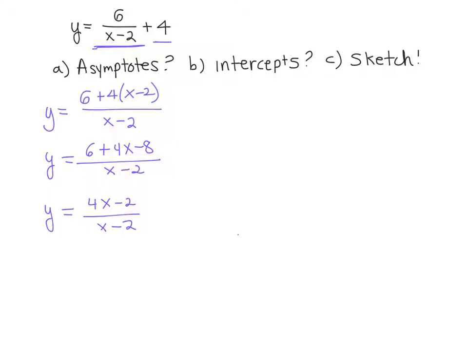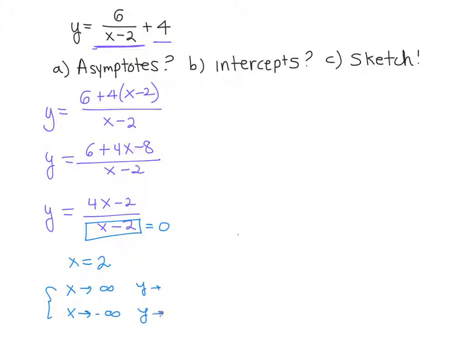Alright, so in order to find the asymptotes, the one that's kind of easy is always the vertical asymptote. The vertical asymptote is when the denominator goes to 0. So at x equals 2, that's where the asymptote is. The other asymptote is considering two cases: as x goes to infinity, what happens to the y value? As x goes to negative infinity, what happens to the y value?